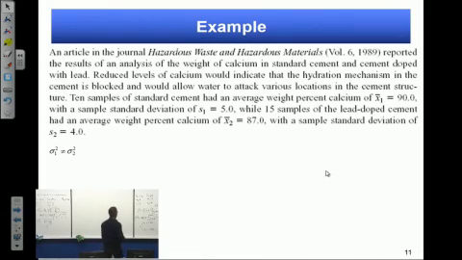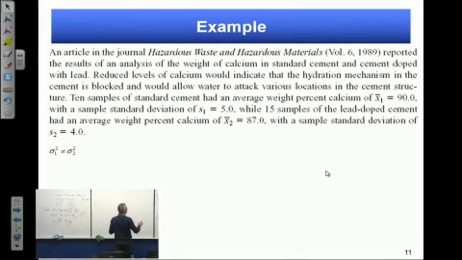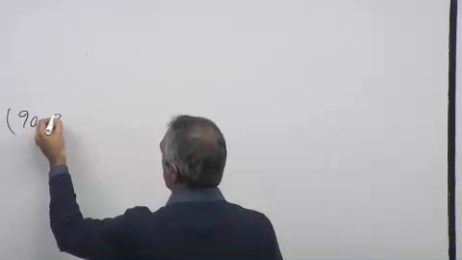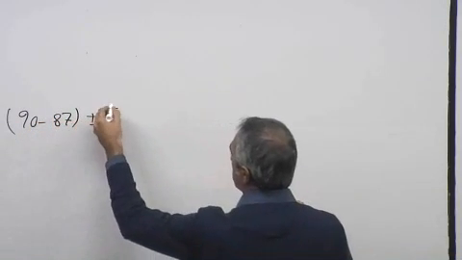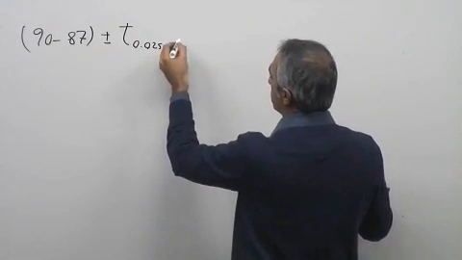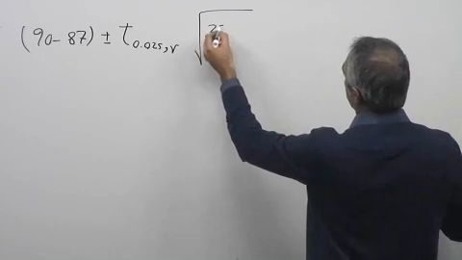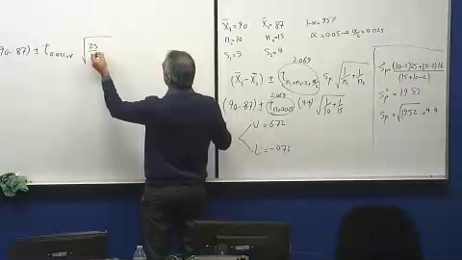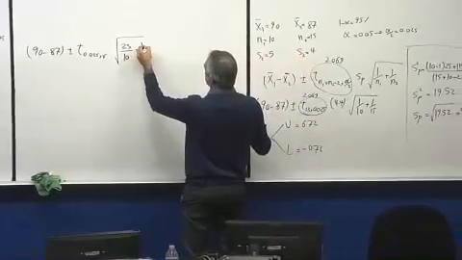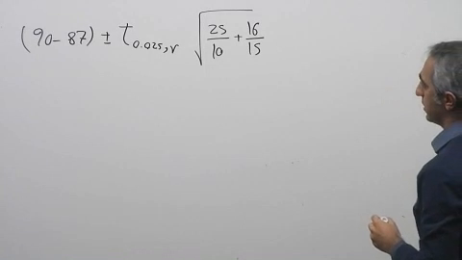Okay, so what I'm going to do is simply replace sigma 1 squared with S1 squared and sigma 2 squared with S2 squared. So basically, it's 90 minus 87 plus or minus t of 0.025 with nu degrees of freedom. We need to calculate nu. S1 squared, which is 25, divided by the sample size 10, plus S2 squared, 16, divided by the sample size, which is 15. That's the lower and upper limit.